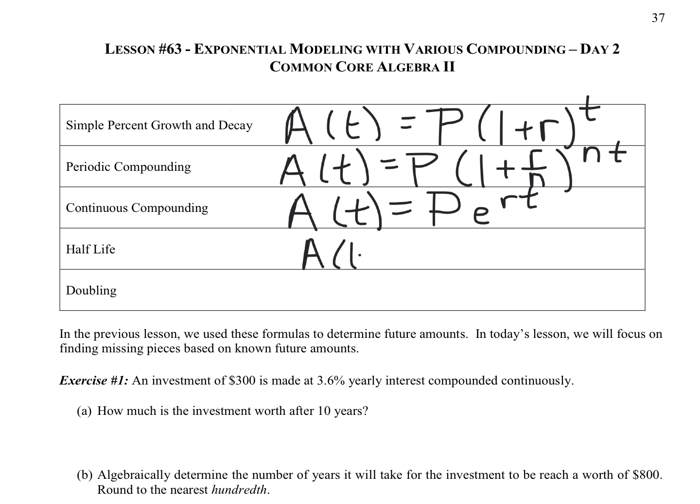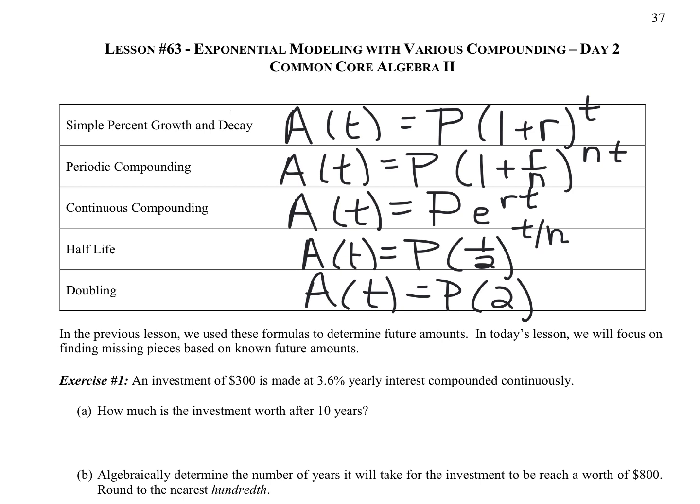Half-life is P times 1/2 to the T over H, where H is the length of the half-life, and doubling time is P times 2 to the T over D, where D has the same function as the half-life. We just use a different variable for it because we're talking about doubling. So we're going to get into problems now.